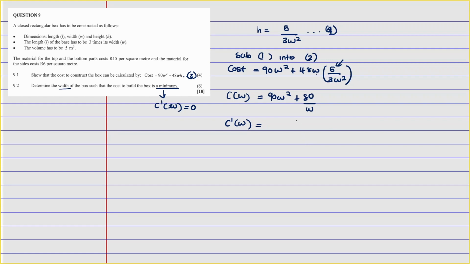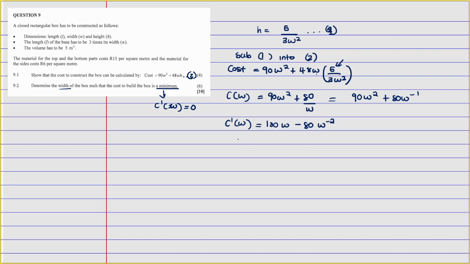So it's going to be 2 multiplied by 90, which is going to give me 180w, because it's going to be 2 minus 1. Then here, I need to take it into the numerator. This is the same as 90w squared plus 80w to the power negative 1. Are you okay with that? So this is going to be the same as minus 80, then w to the negative 2. Are you okay with that?